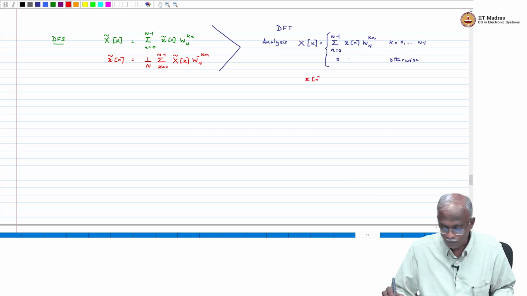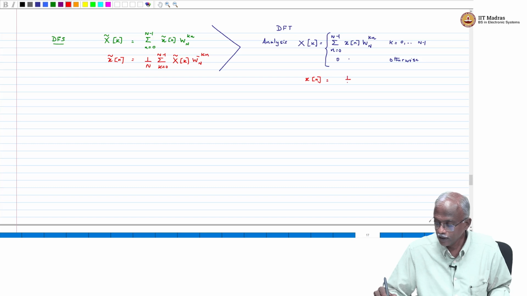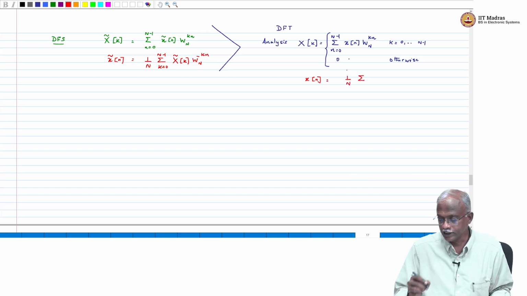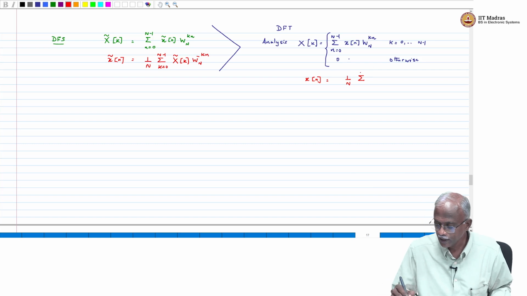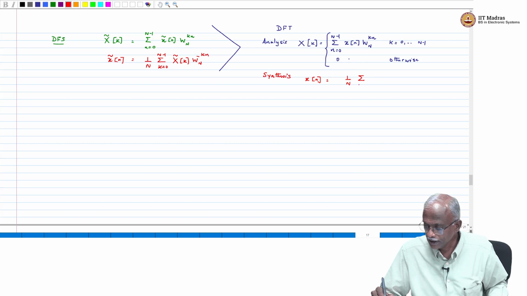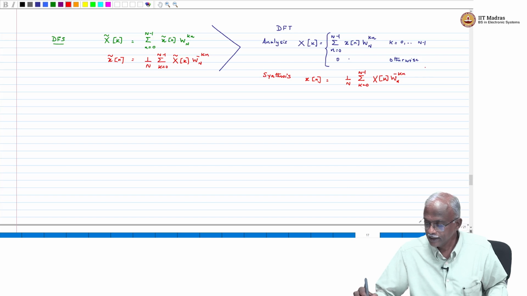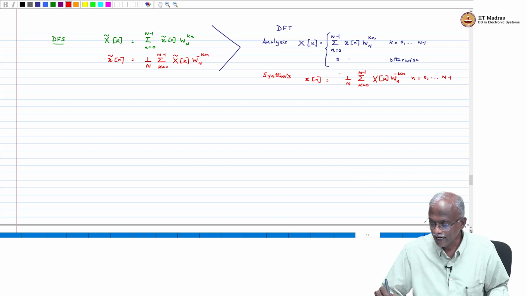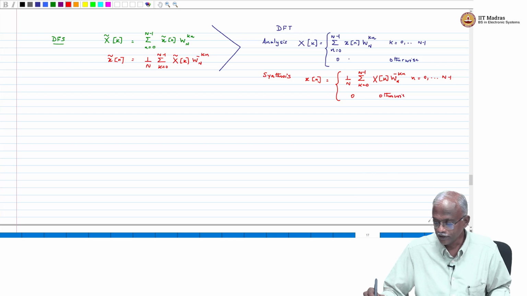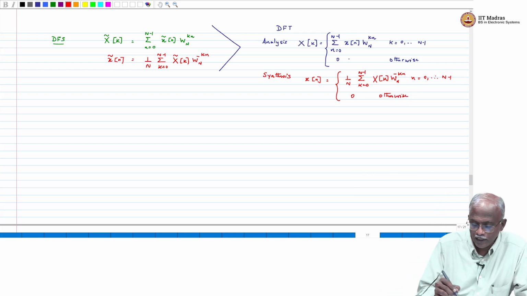Anything outside of this range, the DFT coefficients are 0. Similarly, x of n is equal to 1 over N, just like we have the synthesis equation for the DFS. Let's call this the synthesis equation: summation k equal to 0 through N minus 1 of X of k W_N^{-kn}, in the range n equal to 0 through N minus 1, and equal to 0 otherwise. Notice that we have very, very similar relationships.